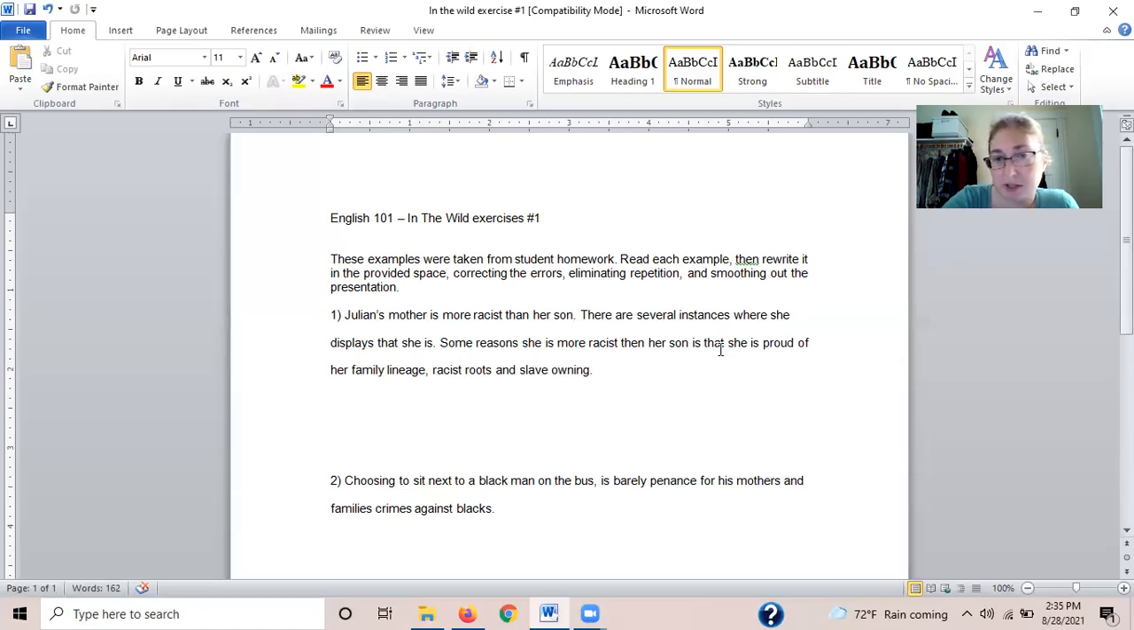What was the real point of the sentence? There are several instances where she displays that she is, some reasons that she is more. Listen to what's going on. This is repetition, isn't it? There are several instances where she displays that she is. Some reasons she is more racist than her son. All of this is just repetition.